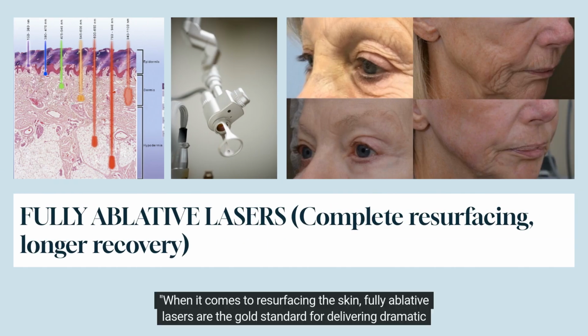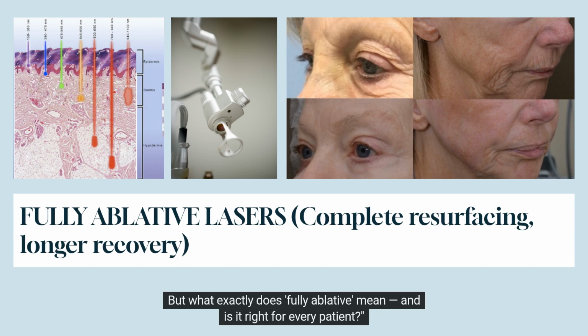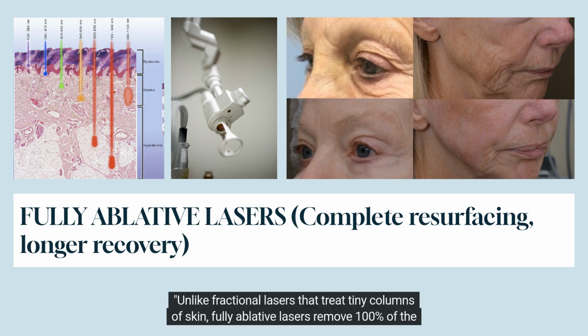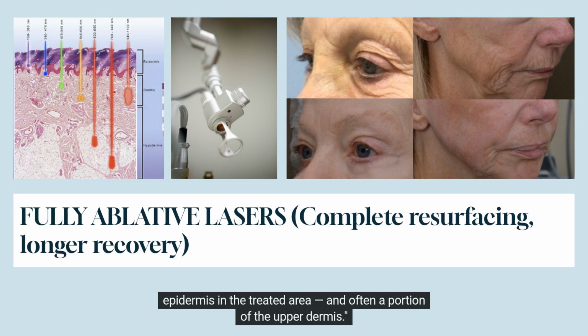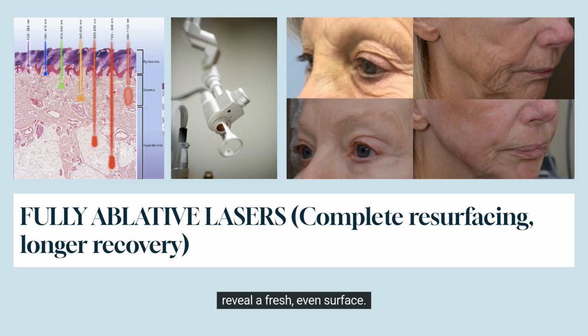When it comes to resurfacing the skin, fully ablative lasers are the gold standard for delivering dramatic results. But what exactly does fully ablative mean, and is it right for every patient? Unlike fractional lasers that treat tiny columns of skin, fully ablative lasers remove 100% of the epidermis in the treated area, and often a portion of the upper dermis. Think of it like stripping and refinishing hardwood floors. The top layers are completely removed to reveal a fresh, even surface. That's what ablative lasers do to your skin.